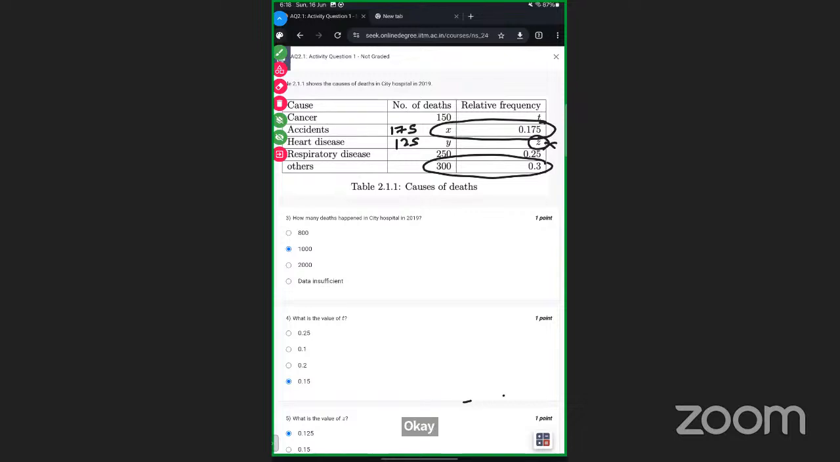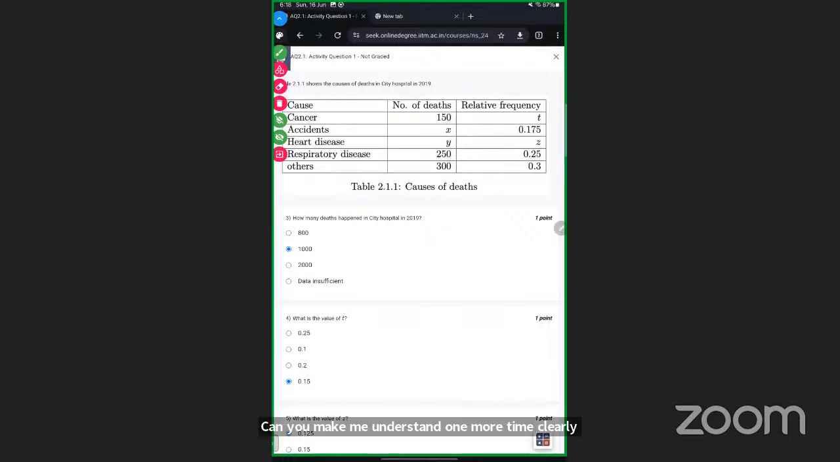Sir, can you make me understand one more time clearly? You know the relation between the number of deaths and relative frequency. That will be easy for you to understand the question. See, there are multiple ways to solve this. Everybody has a different way to approach it. But the one thing you have to do is see the relation: that 300 people are representing 0.3, right? 0.3 out of 1.